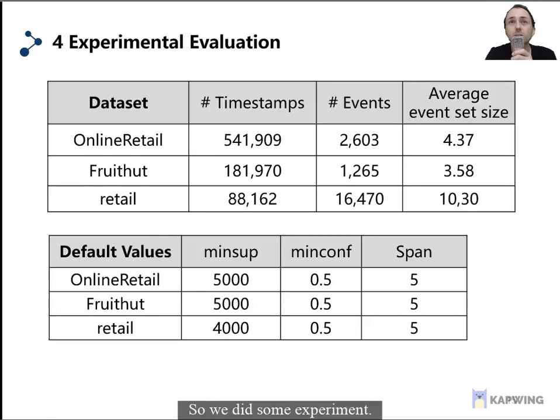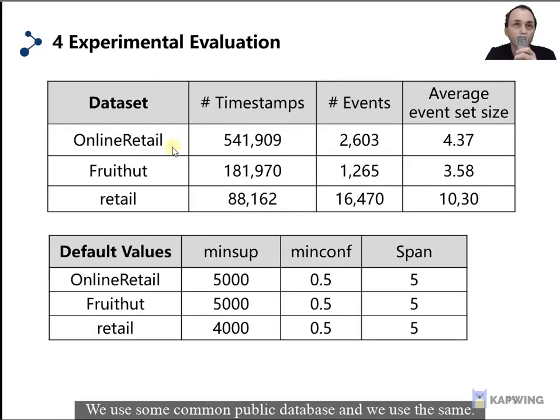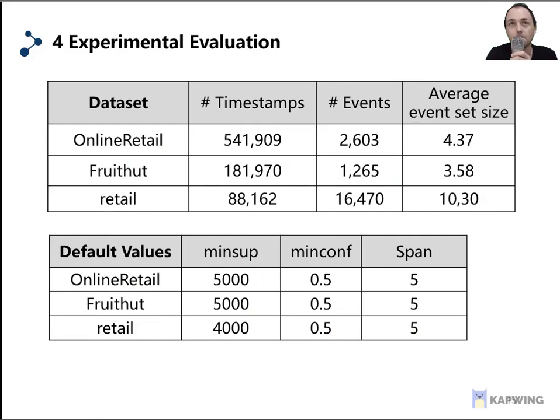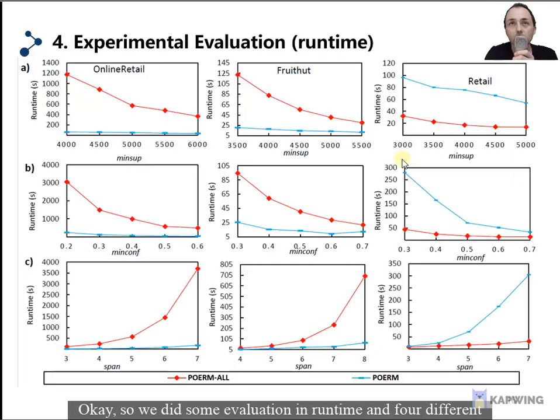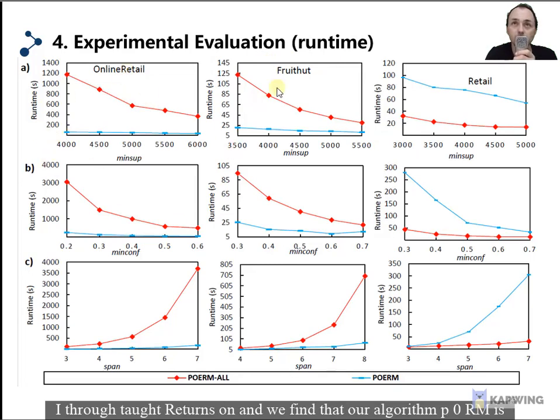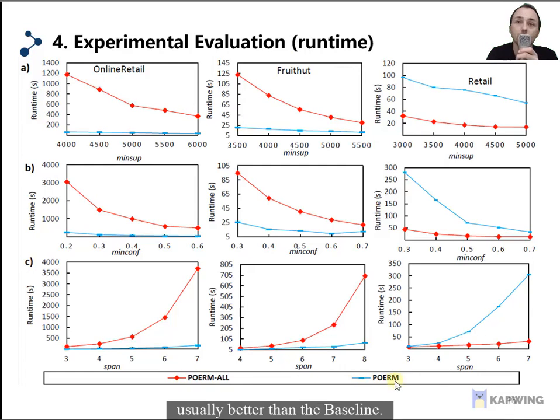So we did some experiments. We used some common public databases, and we used the same parameter values for all the algorithms. Here I will go faster. We did an evaluation of runtime, and for different parameter values we have the time on each database, like FruitHut, Retail, and so on. We find that our algorithm POERM is usually better than the baseline.